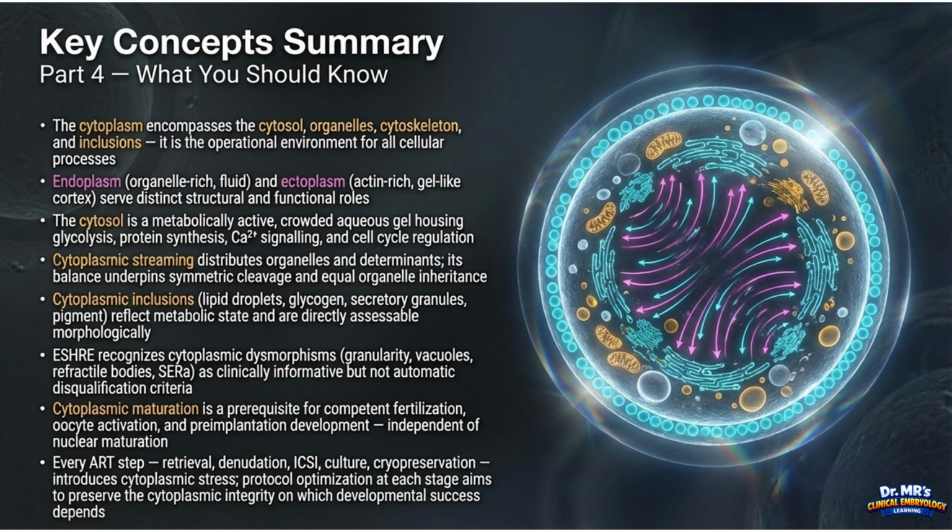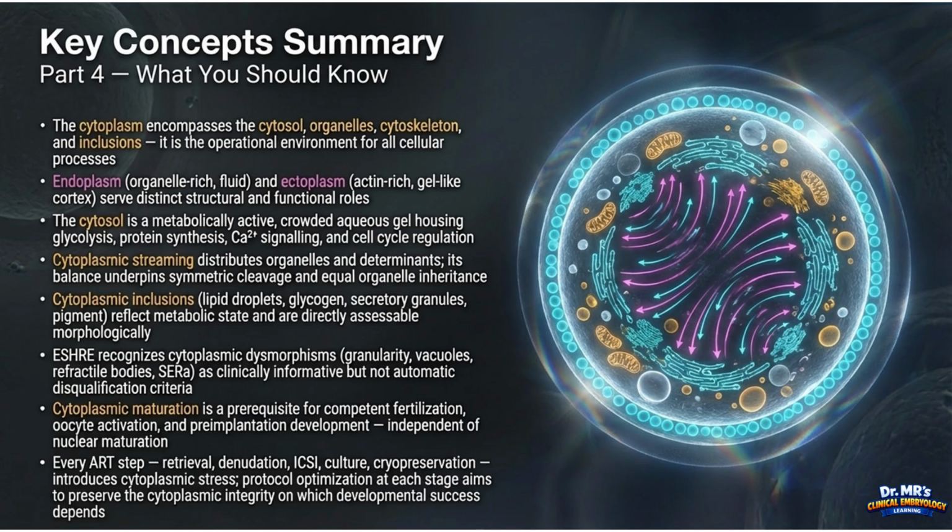The cytosol is the metabolically active, crowded aqueous gel that performs glycolysis, free ribosome-based protein synthesis, calcium signaling, and cell cycle regulation. Its ionic composition, particularly calcium concentration and pH, is not incidental background chemistry, but the direct regulator of the most critical events in oocyte maturation, fertilization, and early development.